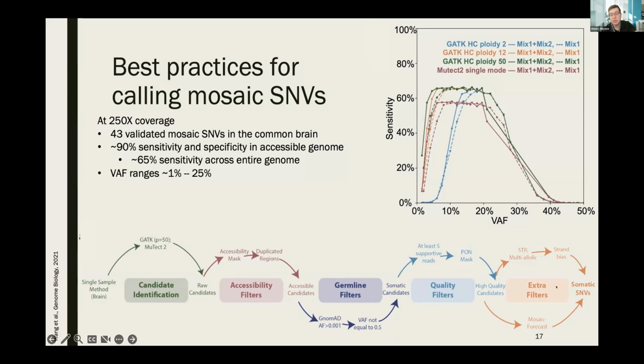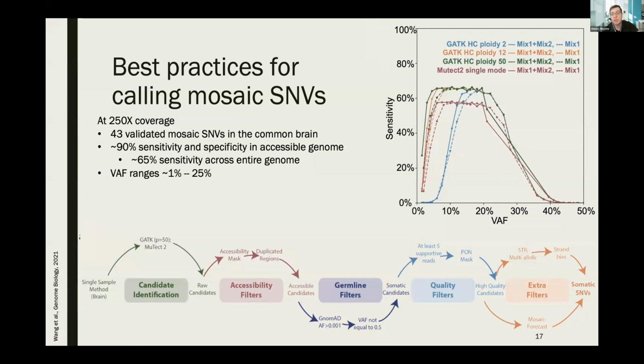At the end, it actually took us a while to figure out that even with all of this filtering, you still get a relatively high amount of false positives. So we used a machine learning approach. One of the machine learning approaches shown here, MosaicForecast, uses many features to figure out whether a somatic mutation is a false positive or a true variant, and that made the final filter and got us to the goal of giving best practices to arrive at a good call set. Then we tested this call set on somatic mutations, on simulated mutations.